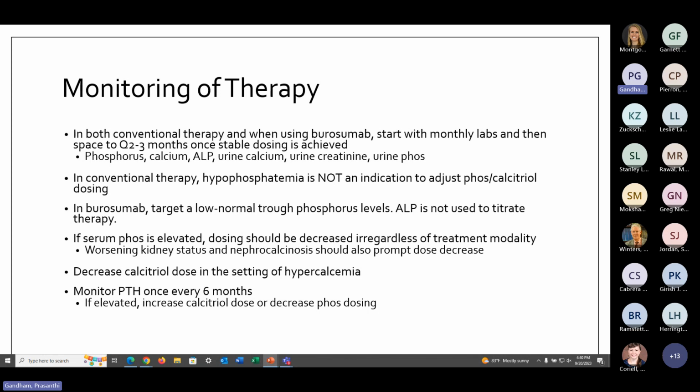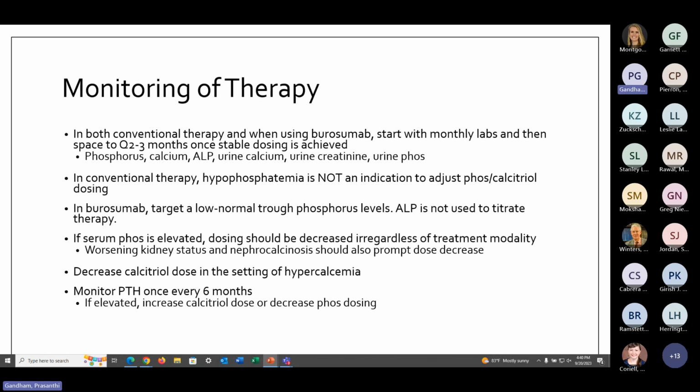In conventional therapy, hypophosphatemia, again, is not an indication to adjust the phosphorus or calcitriol dosing. But in burosumab, we do target a low normal trough phosphorus level. And the ALP is not used to titrate therapy.